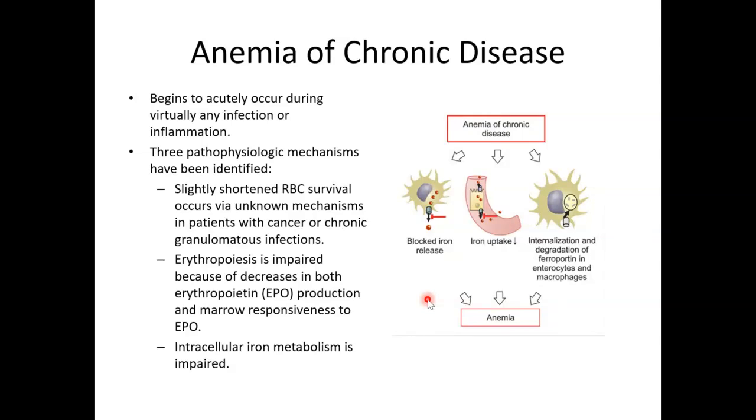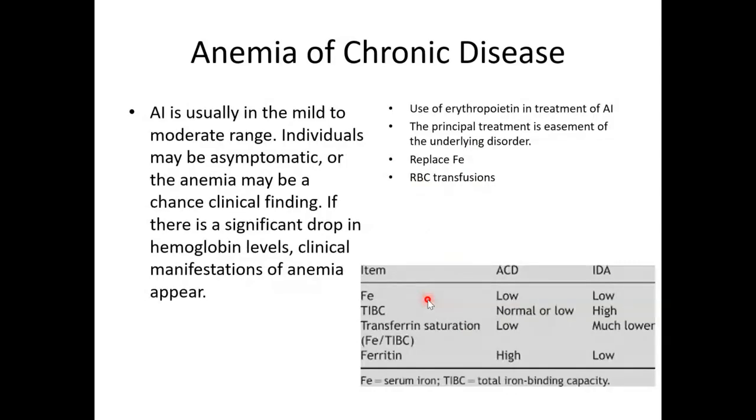Anemia of chronic disease is usually in the mild to moderate range. Individuals may even be asymptomatic, or the anemia may be a chance clinical finding, just incidentally found on lab. If there's a significant drop in the hemoglobin levels, clinical manifestations of anemia are going to appear. So if they do have a low H&H, they're going to have the general symptoms of anemia that we talked about.